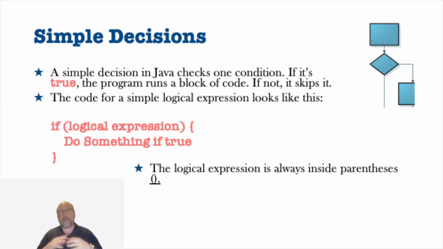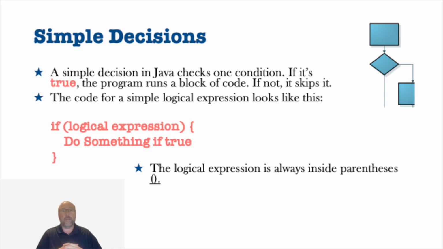The first type of decision we're going to make is a simple decision. In our program, this means that it's either going to run a little block of code or it's going to skip it. If it's true, it will run it. If it's false, it will skip it. It looks something like this: if, logical expression inside the parentheses is true, then it's going to do something. Otherwise, it's just going to skip down out of the block. By the way, the squiggly braces here represent a block.